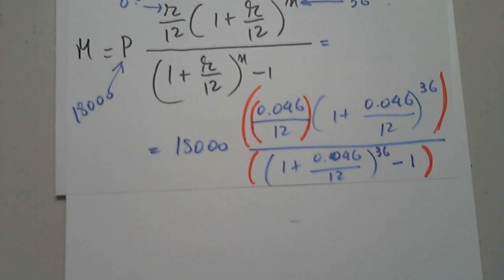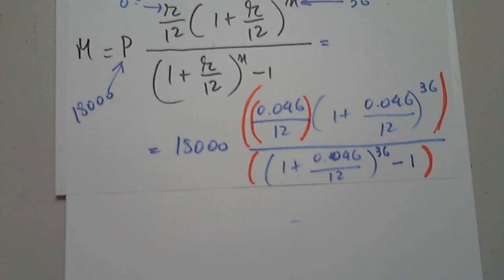Here, divided by left parenthesis again, 1 plus 0.046 divided by 12, close, power 36, down, minus 1, close. Do not try to do it piece by piece. You're introducing a lot of error and you're not going to get the correct answer. It has to be entered in one step, like I did here.